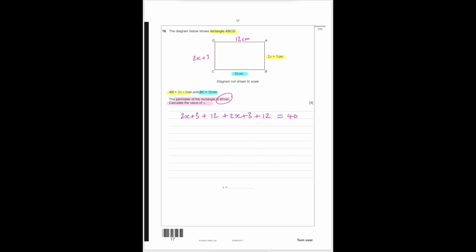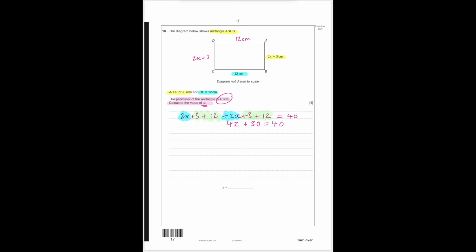So let's do some algebraic manipulation. We've got 2x plus 2x. So that gives us 4x. And then we have 3 plus 12, which is 15, plus 3, which is 18, plus 12, which is 30. So that's 4x plus 30 is equal to 40. Now we're going to solve this equation because we want to know the value of x.